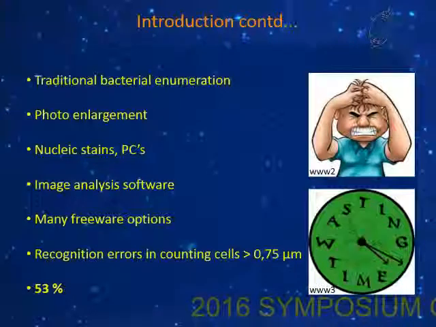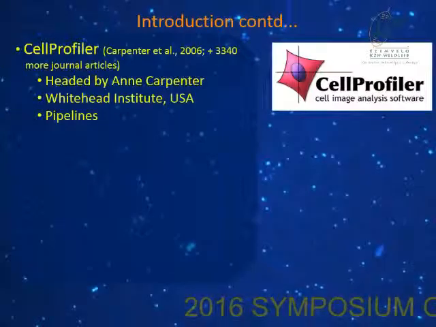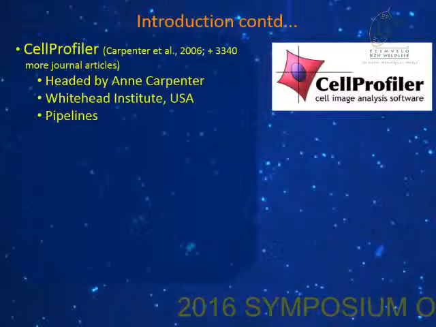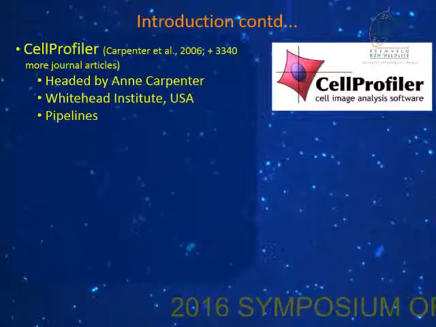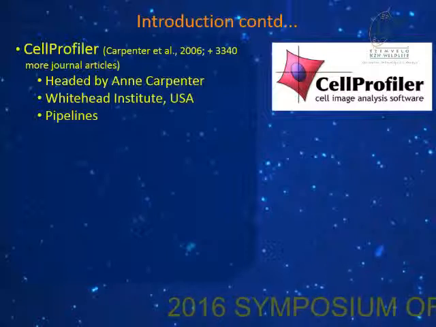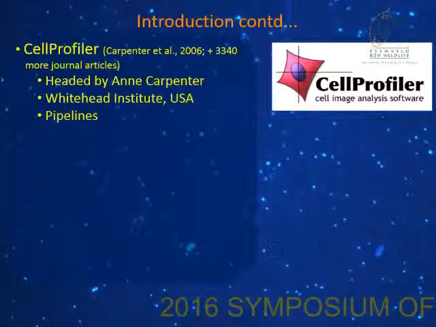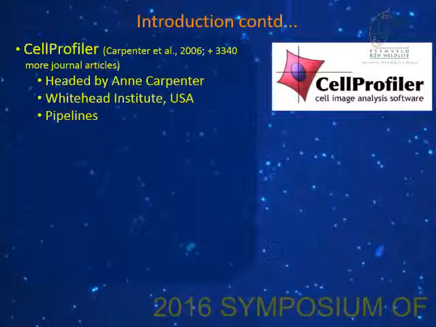So of the free software that's out there, the first one is called CellProfiler. This is found in over 3,000 published articles. It's headed by Anne Carpenter at the Whitehead Institute in the USA, and it works on pipelines. So you've got image 1, you do something to it, it goes to image 2, you do something to it, it goes to image 3. Unfortunately, as the title says, CellProfiler only gives you the profile of the cells.